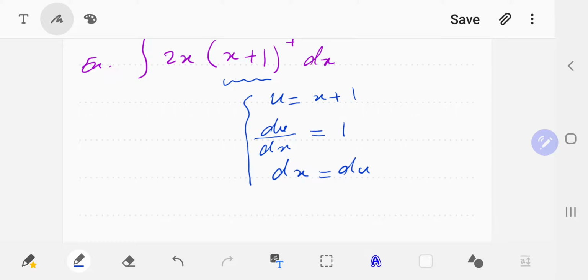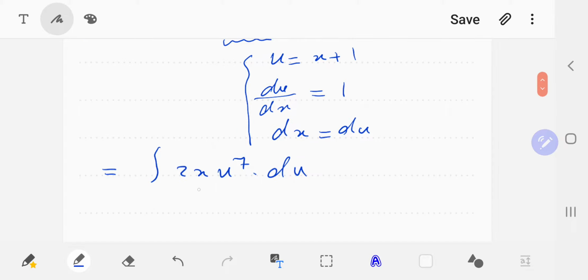Now if you go back to your integration, try to replace this, you will get integration of 2x u to the power of 7 times du. What's the problem here? There is nothing to simplify. I have x and I also have u in the integration. So how would I solve this problem?